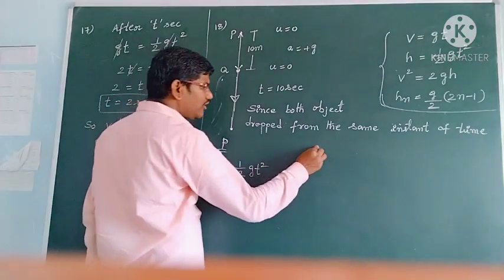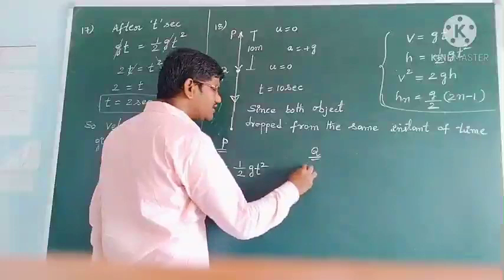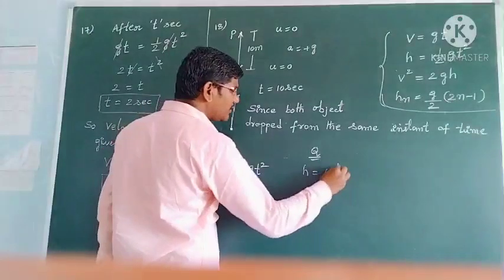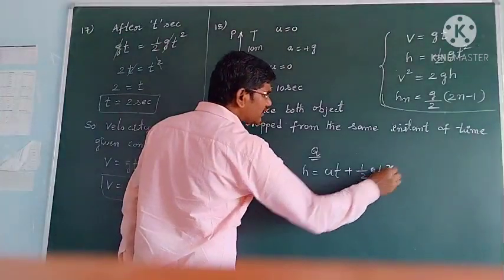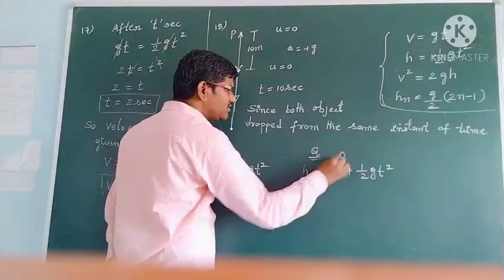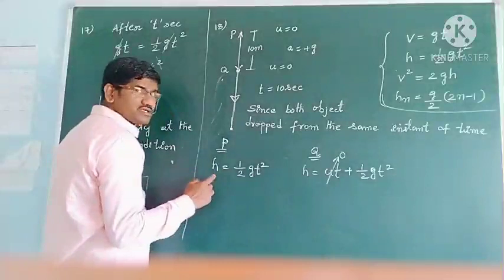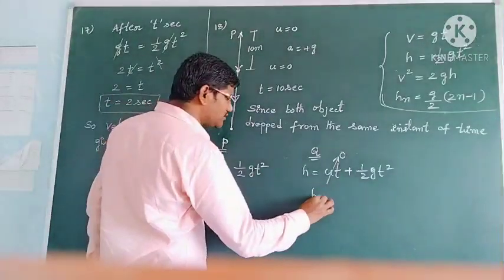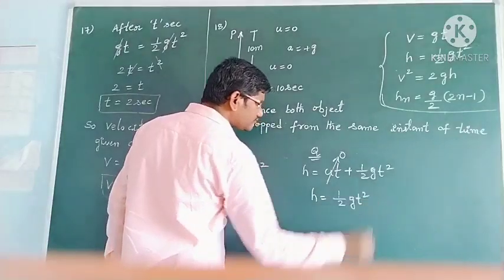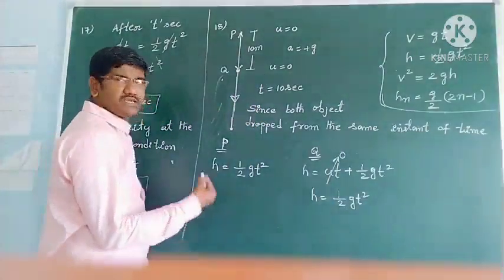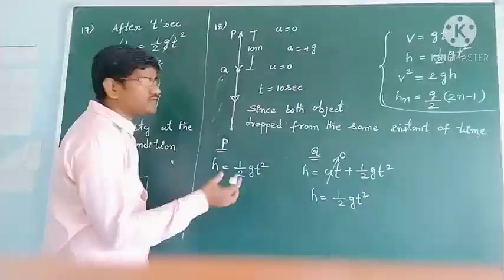And for Q also you calculate, how much height does it fall? h is equal to ut plus half g t square, you calculate. For this also initial velocity is 0, and here also initial velocity is 0. Then it also falls the same height only. So both have fallen the same height, which means the separation will remain the same only.